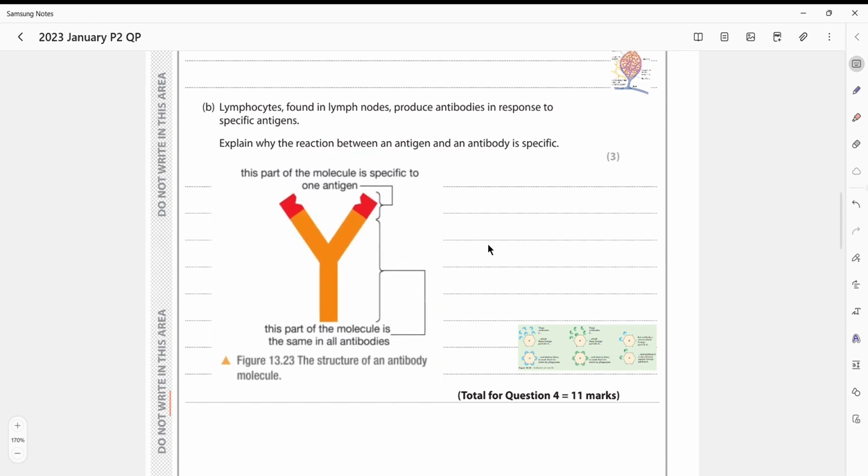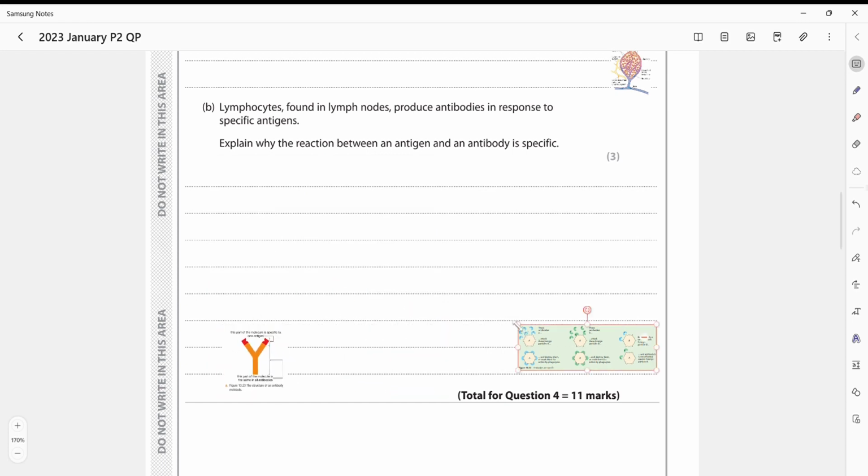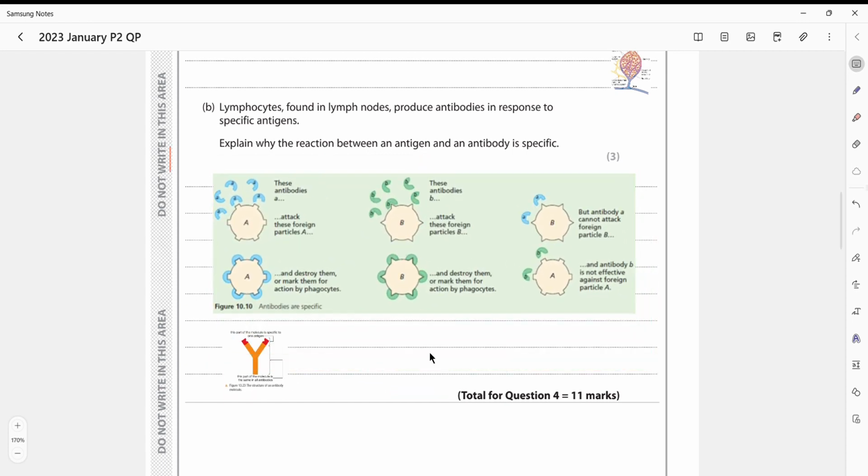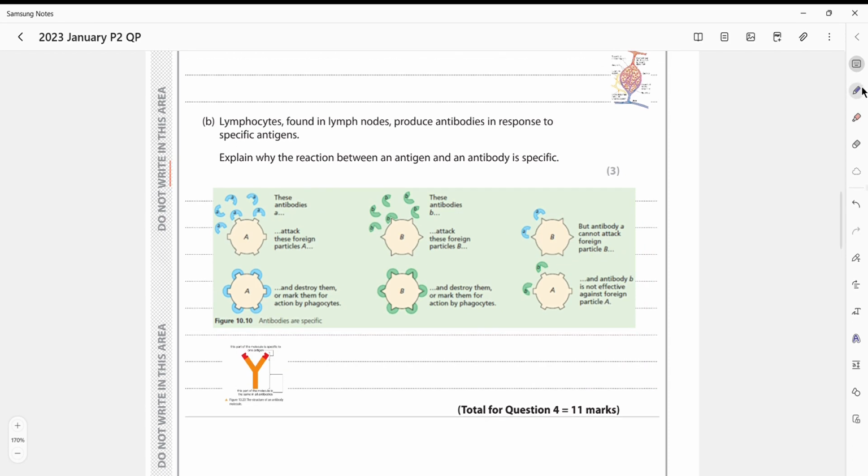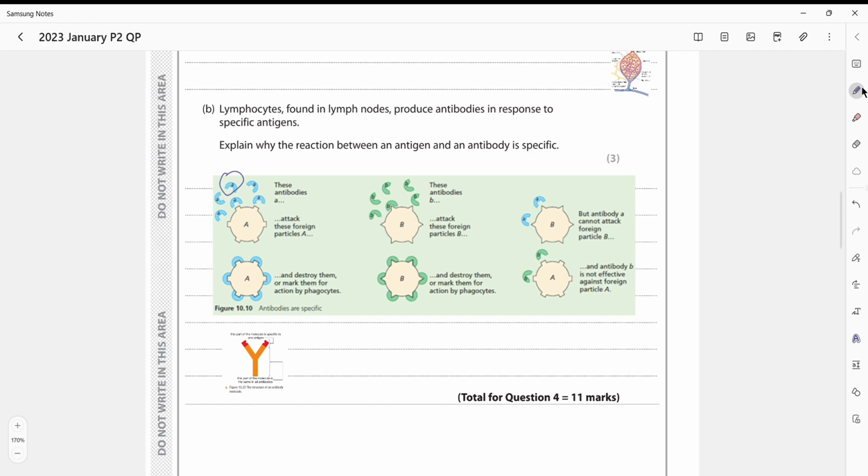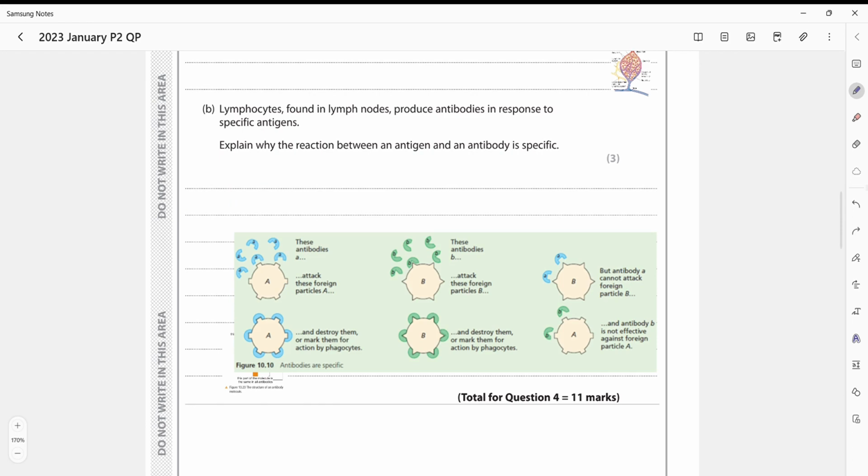So this is the structure of an antibody. This orange part here is going to be the same for all antibodies. Now this red part here is what we call the variable region. So this part is the one that specifically binds to the antigen. And I've included another diagram over here on the right. Let me just make this one larger. So for example, it's a little bit blurry, but if you have these A antibodies, they're only going to recognize the A antigen, for example.